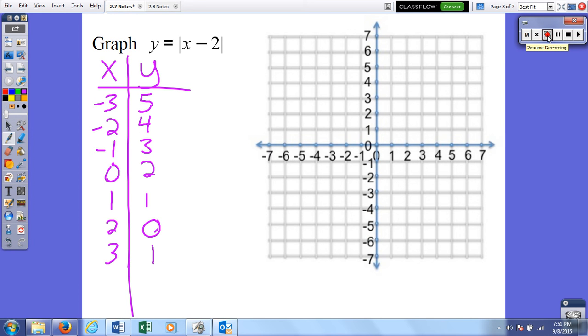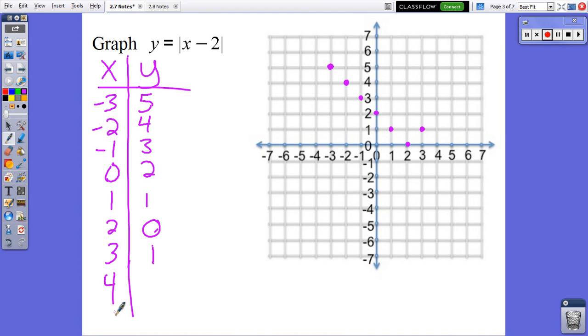So there's all the points with their corresponding y values. So now what we want to do is take all those points and graph them. Looking at these points graphed, you can tell that the V, the cusp of the V, or the vertex, is shifted over a little bit. So maybe we want to get a few more x values to the right. So maybe let's plug in 4.